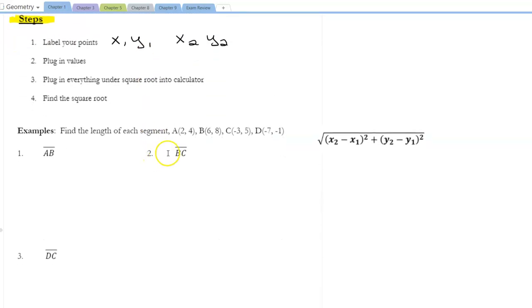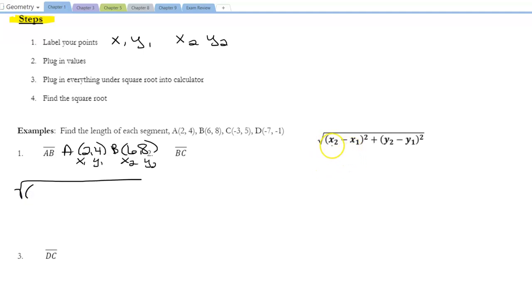Okay, so let's do a couple problems. I brought the formula down so we can see it. I'm going to start off by writing what A is. A is 2, 4, and B is 6, 8. Mine is super sloppy. I'm going to start off by labeling x1, y1, x2, y2. Then I'm going to plug it in here. So I'm just going to write my square root.